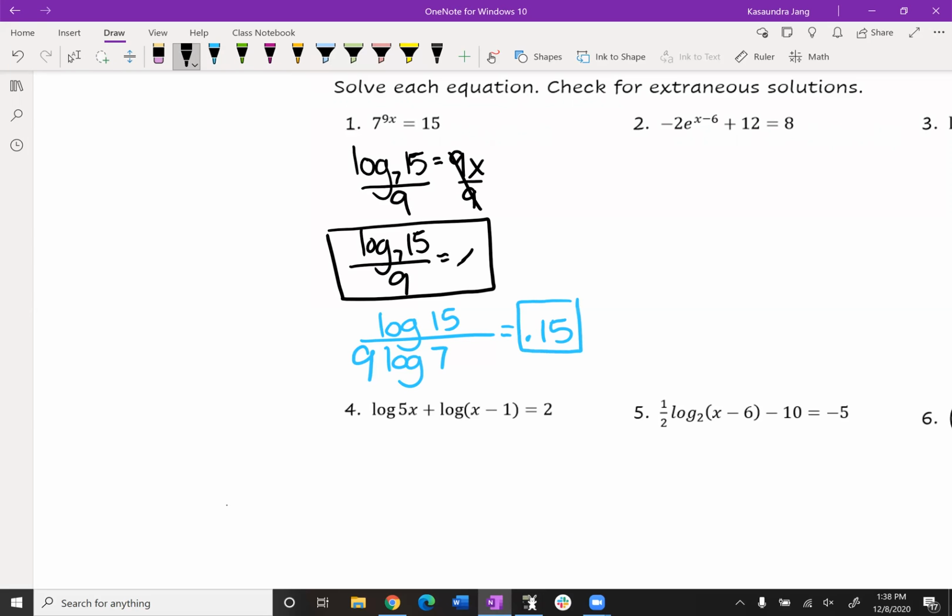So let's pay attention to our instructions. If they want the exact answer, I'm going to go with the one in black. If they want the rounded answer, I would put it in my calculator, which is the one in blue. Okay, any questions? No? All right, let's go to number 2 then.